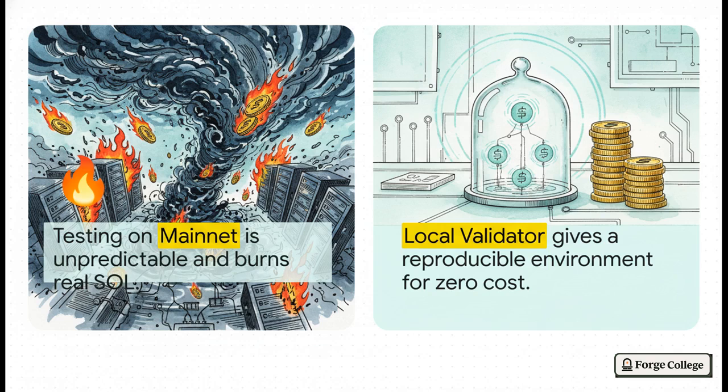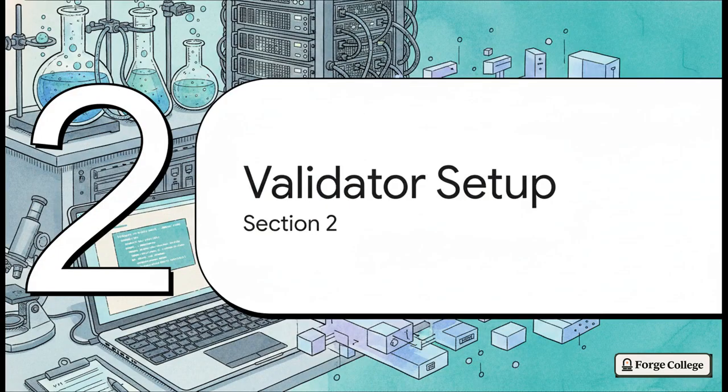So instead, we use a local validator. This gives us a 100% reproducible lab environment. It strips away all that messy network noise, and honestly, the absolute best part is that the cost is strictly zero. All right, moving right along to Section 2, setting up the validator.